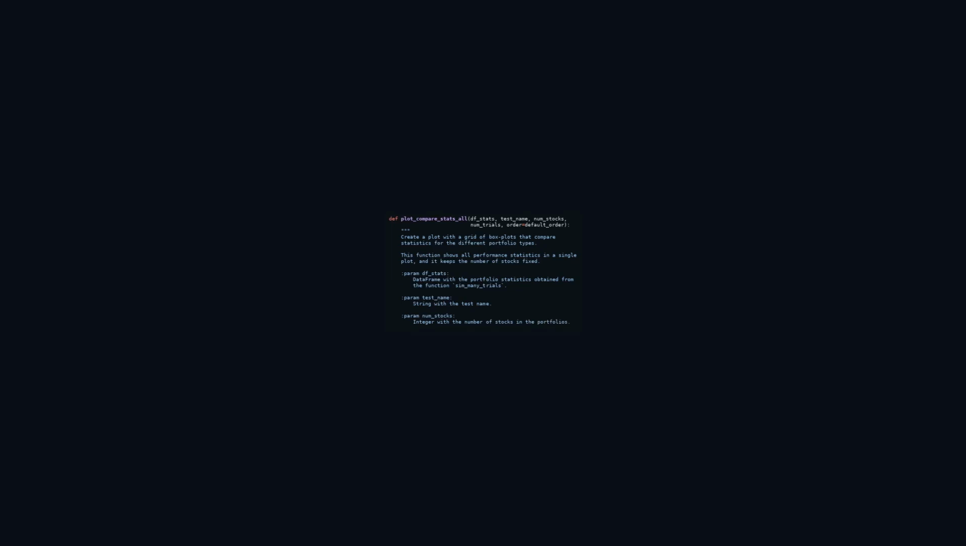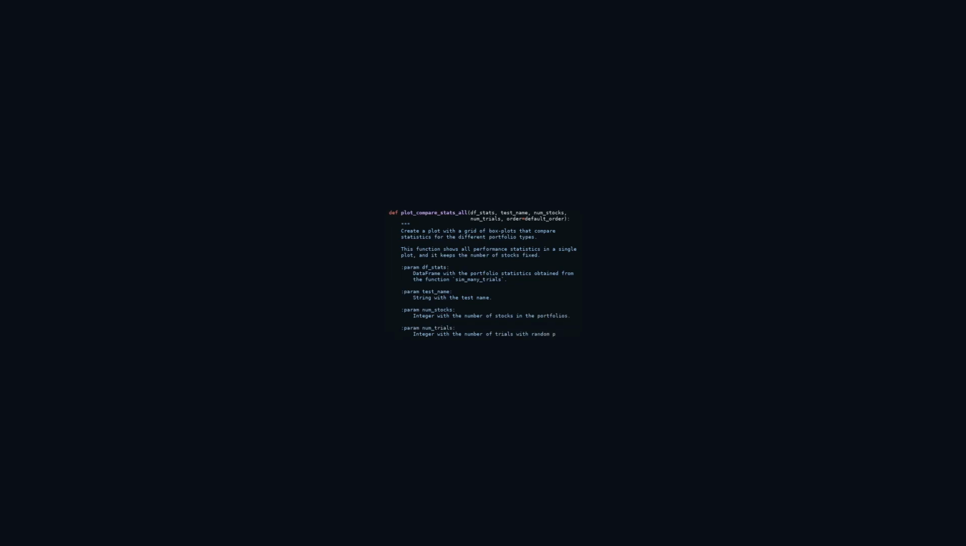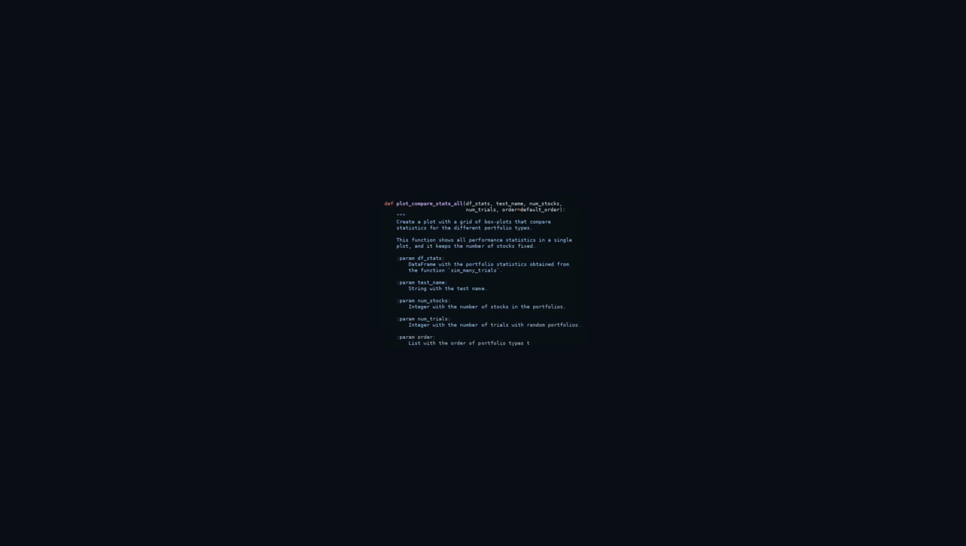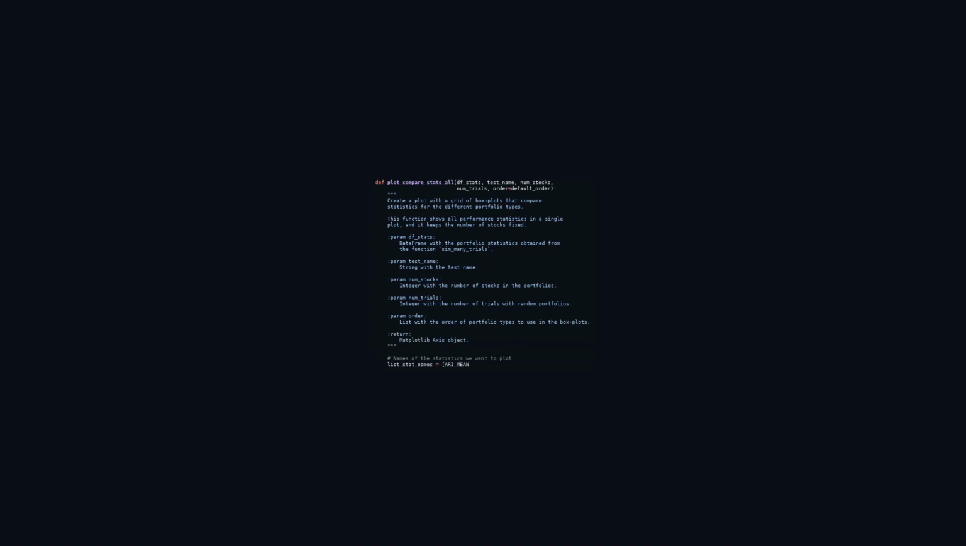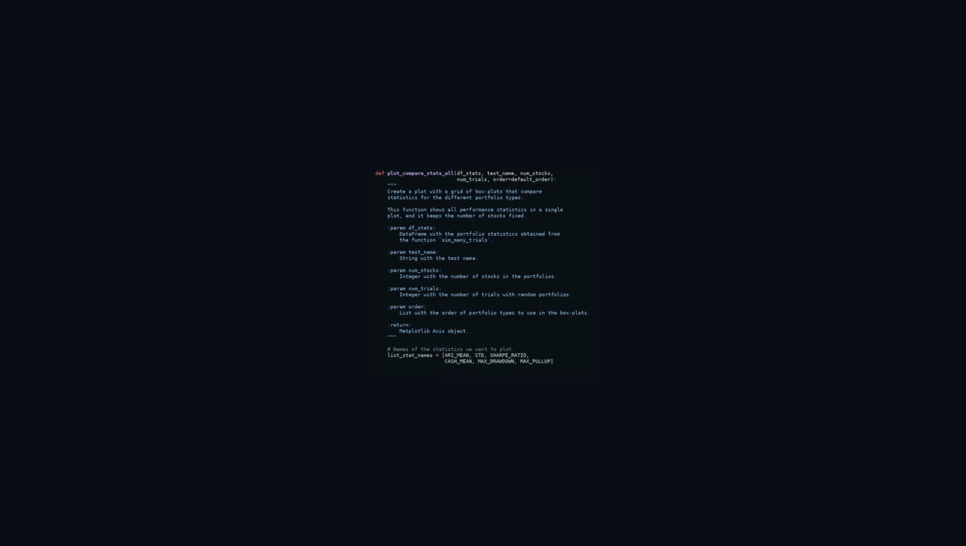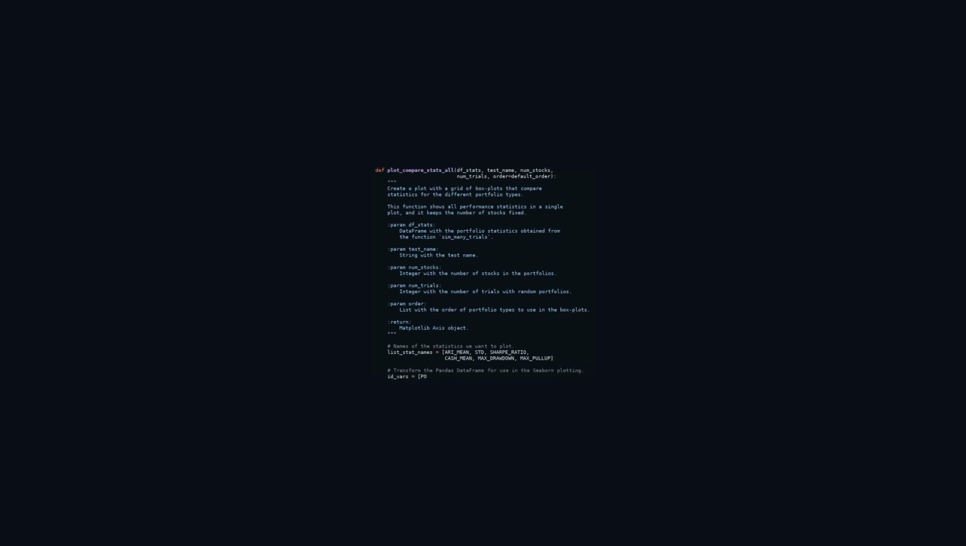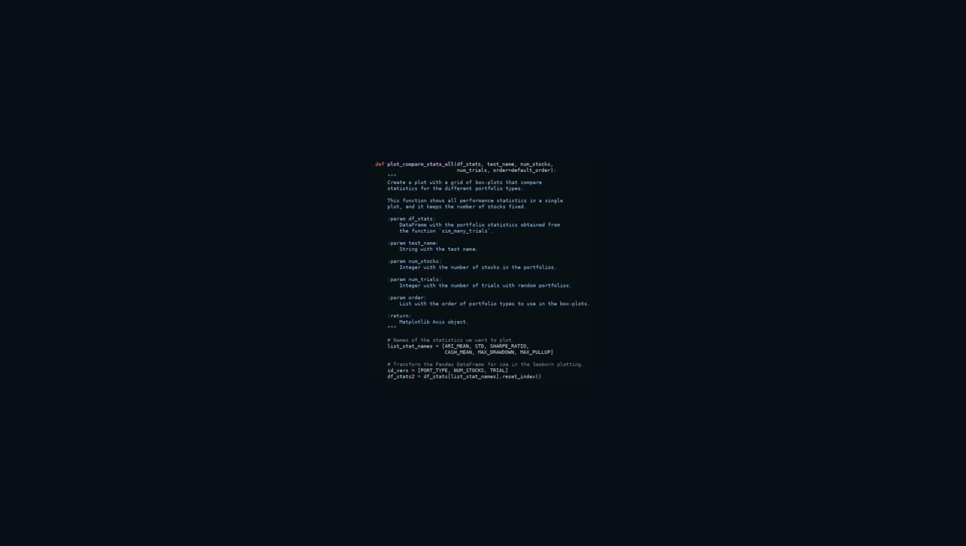The function plotCompareStats accepts a data frame called GitFStats containing portfolio statistics as well as parameters such as test names, numstocks, numtricles, and a specific order for portfolio types. Its primary goal is to produce a visual comparison of statistics across different portfolio classifications through a grid of box plots. Initially, the function selects the relevant names of the statistics to be plotted and prepares the data frame by transforming it accordingly. It then filters the data based on the given number of stocks.